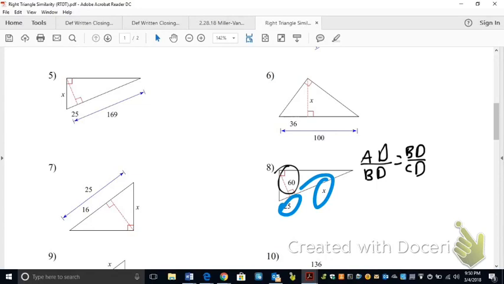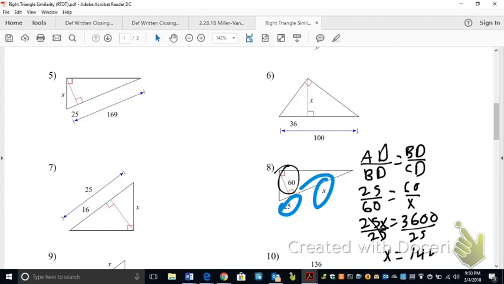Okay, A to D, 25 over 60 equals 60 over x. Cross multiply, 25x equals 3600. Divide both sides by 25, and you get x equals 144. Again, it's completely okay that we're doing this with the altitude being known. Set up the problem the same way.